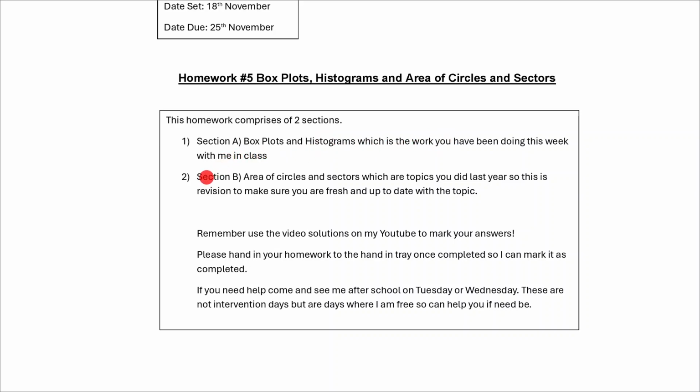And then section B, which will be the next video, is a topic from last year or previous years, which is looking at the area of circles and sectors, which is more revision to make sure we are up to date and we're fresh with that topic. I chose this really from our mock exams. It was answered really poorly, so we're going to go through this. And of course, mark your papers using these videos.